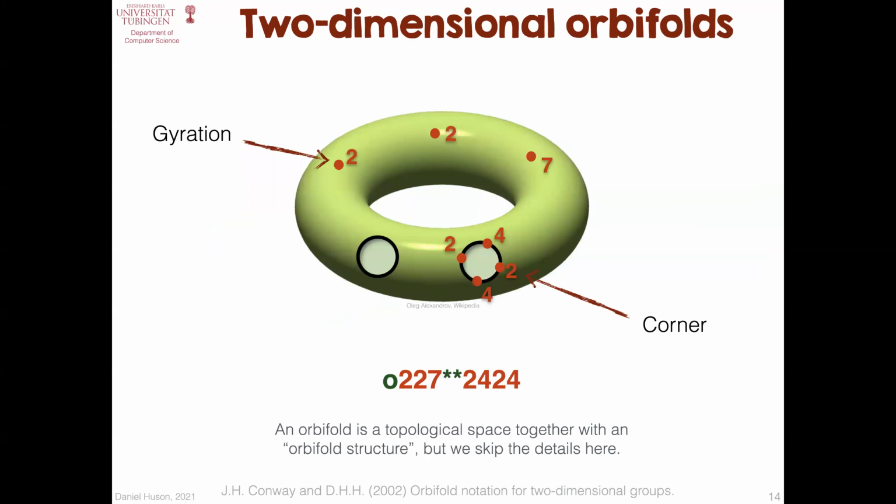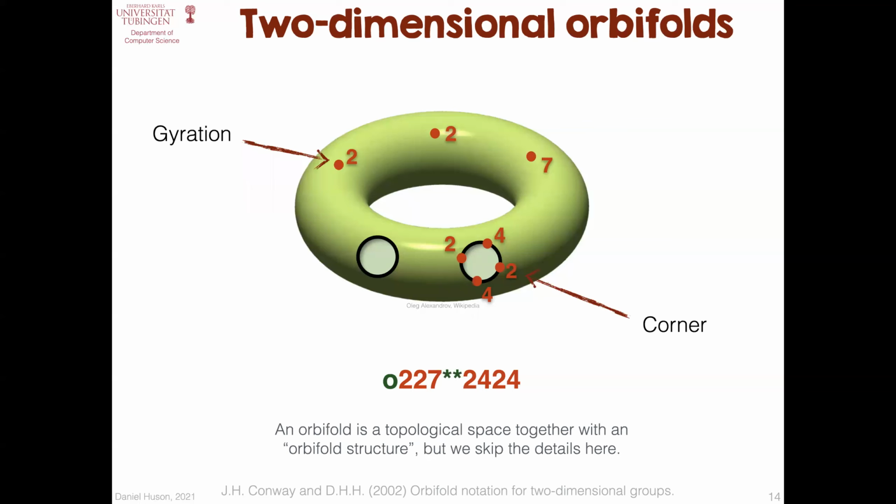So here is a torus with two boundary components, and we've added 3 points in the interior of the surface, and these are called gyration points, and you can see them here. So in this example, there are 3 gyration points labeled 2, 2, and 7, and points that appear on the boundary components are called corner points, and here we have 4 of those. And then there's a notation for describing these two-dimensional orbifolds.